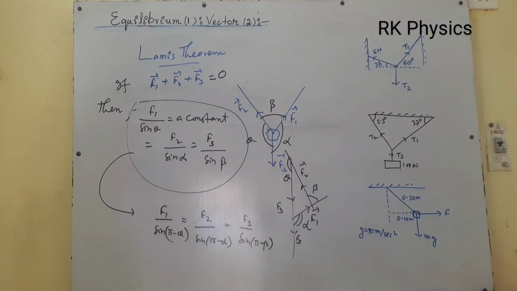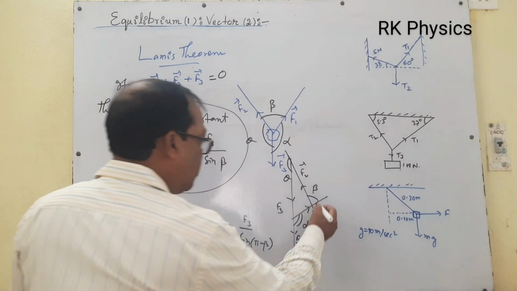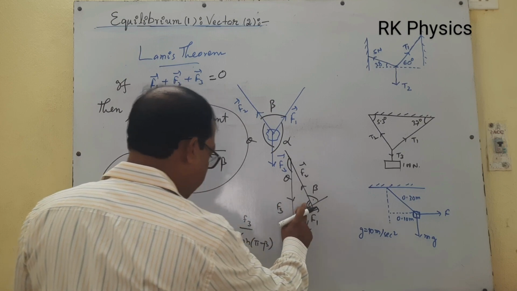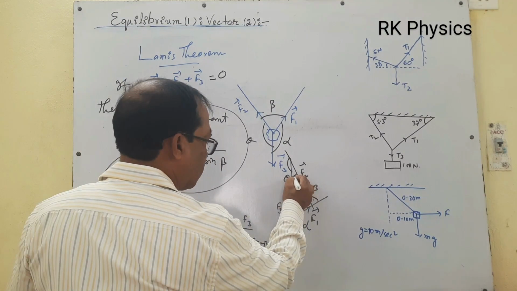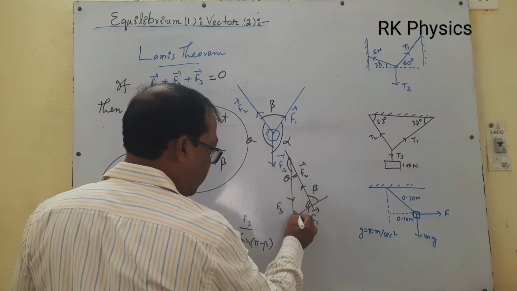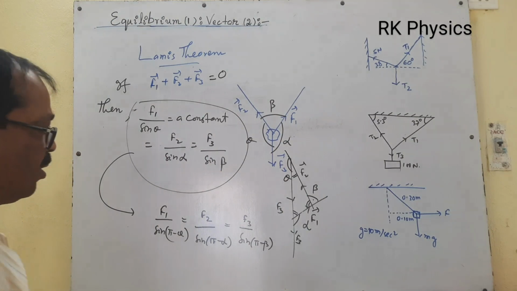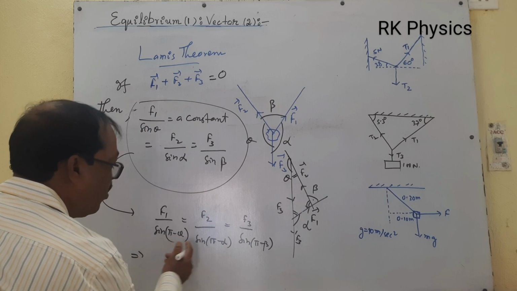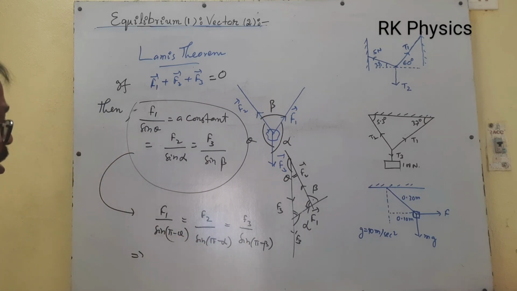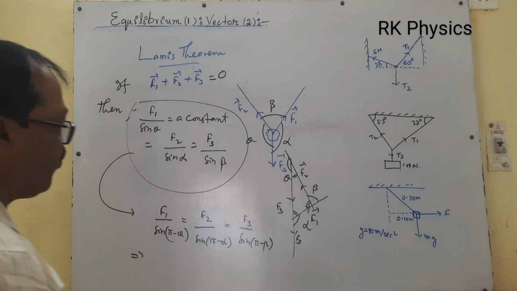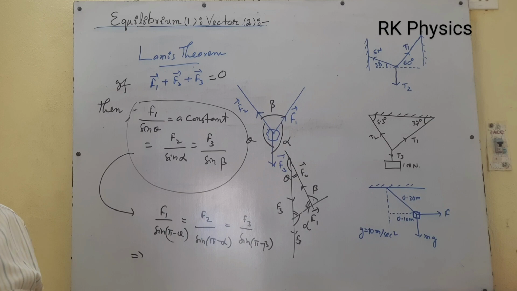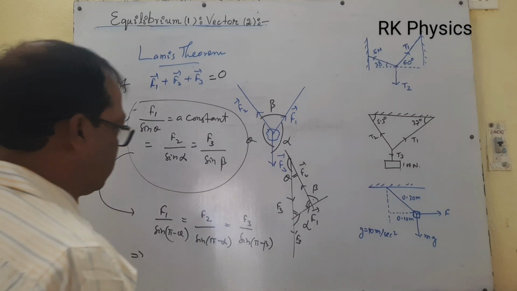We know that sine of 180 minus theta is sine theta. Similarly, F3 is divided by the sine of its opposite angle, 180 minus beta, and F2 by sine of 180 minus alpha. So whether you take theta or 180 minus theta, there is a sine, and nothing is going to change. So this is your Lami's theorem, and it is purely based upon various equilibrium properties.